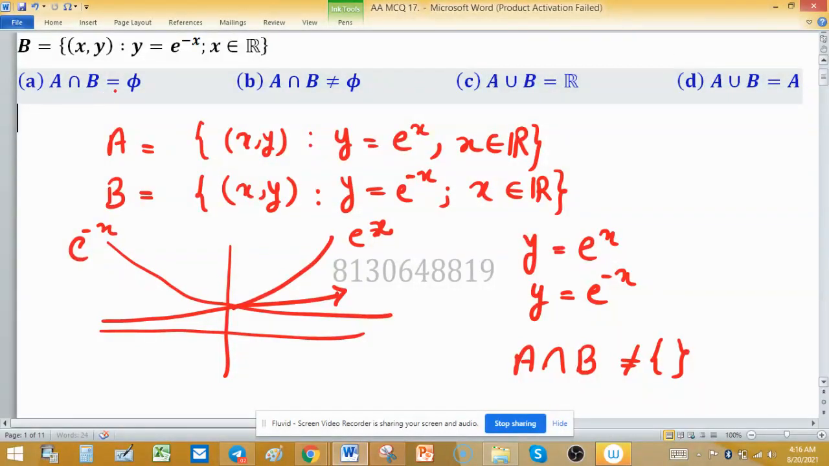In option A, A intersection B is equal to phi. This option is false because the intersection contains at least one element, or exactly one element, as you can see.